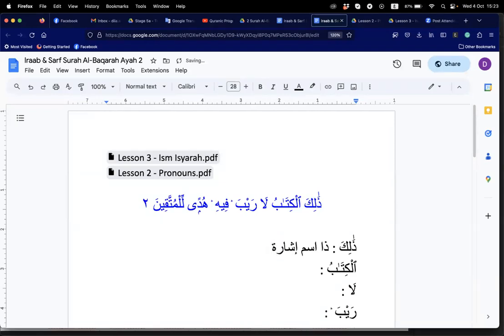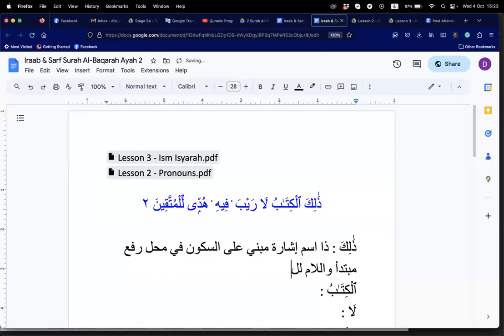Ism isharah. Mabni. Should I say ala? You can if you want. Not mabni al-fath. Dha is your ism isharah. So mabni ala sukun, and then fi mahalli raf', mubtada'. And then the lam is lil-bu'd. What does that mean? For far. And correct. And the kaf is lil-khitab. And what does address mean? Yes. Exactly.